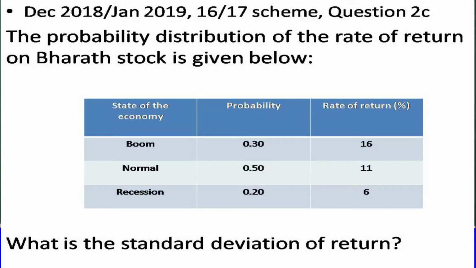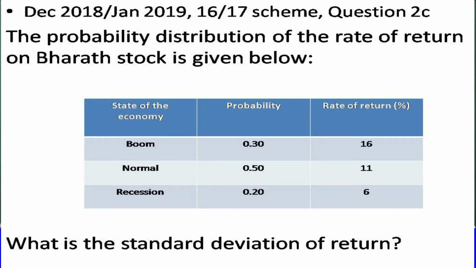The probability distribution of the rate of return on Bharat stocks is given below. They have given state of economy like boom, normal and recession. Boom means where the prices keep on increasing. Recession means where the Sensex or stock prices come down. Okay, that is recession. So they have given the probability, they have given the rate of return. They have just asked what is the standard deviation of the return.